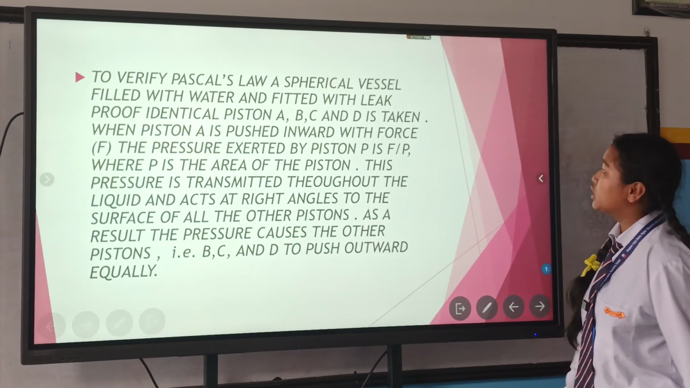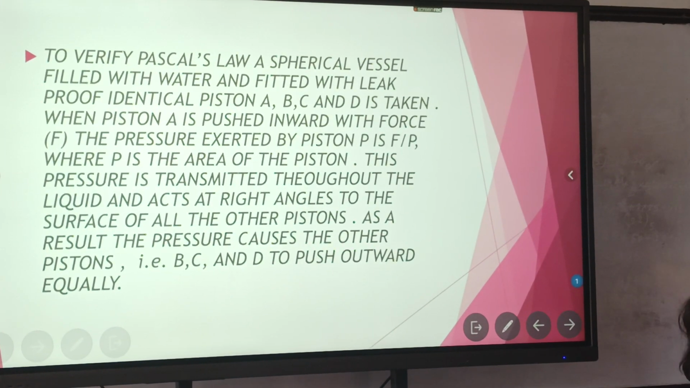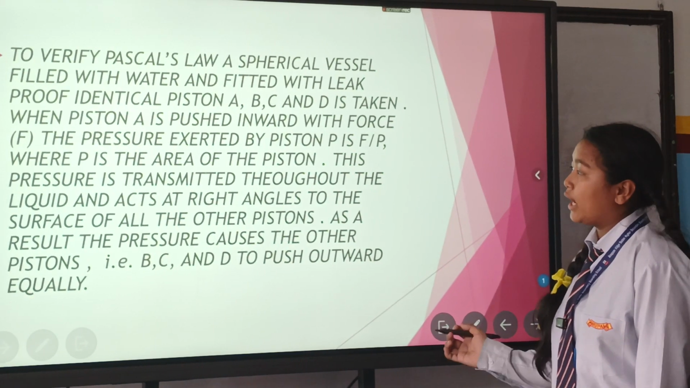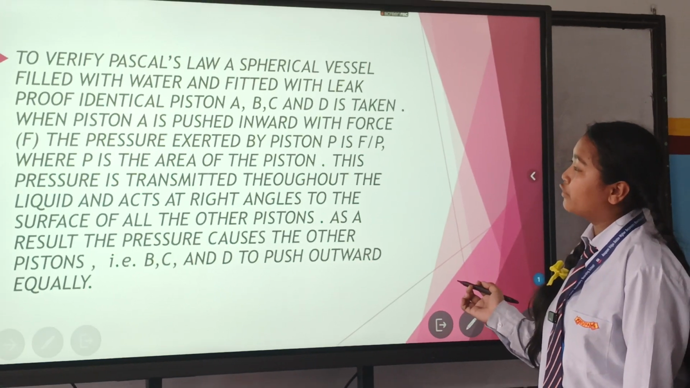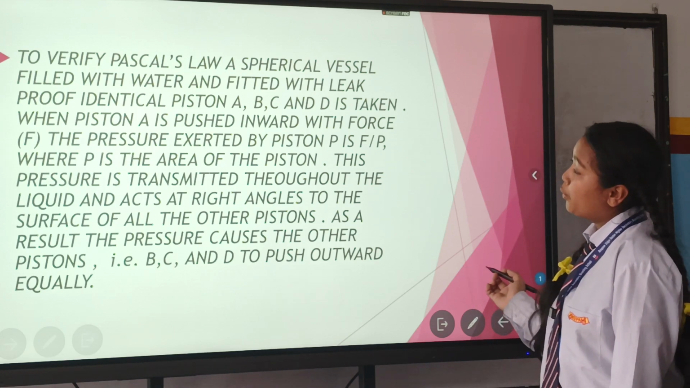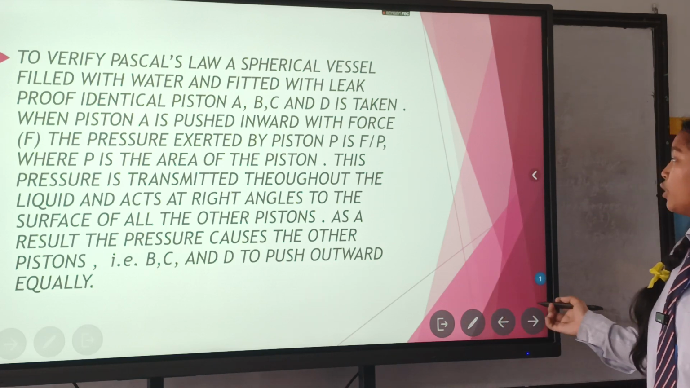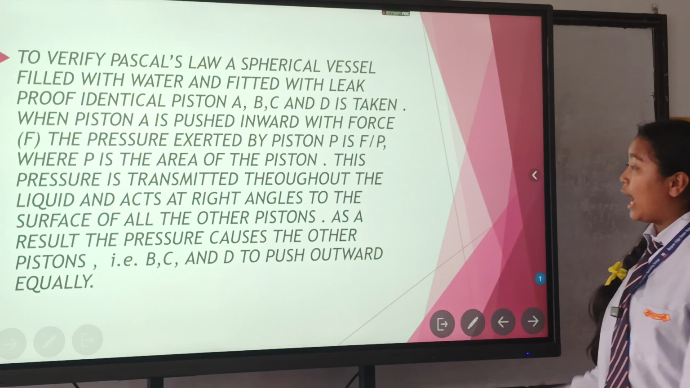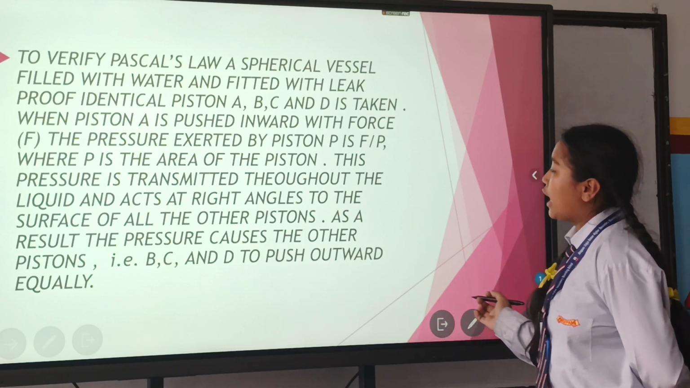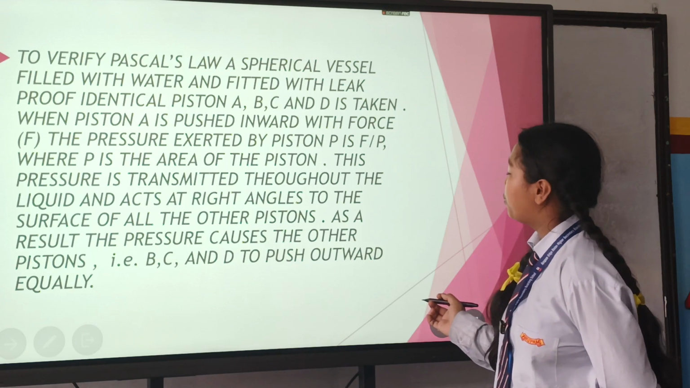To verify Pascal's law, a spherical vessel filled with water and fitted with leak-proof identical pistons A, B, C, and D is taken. When piston A is pushed inward with force F, the pressure exerted by the piston is P = F/A, where A is the area of the piston. This pressure is transmitted throughout the liquid and acts at right angles to the surface of all the other pistons. As a result, the pressure causes the other pistons, that is B, C, and D, to push outward equally.